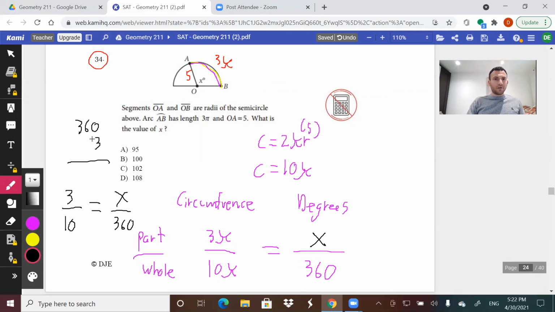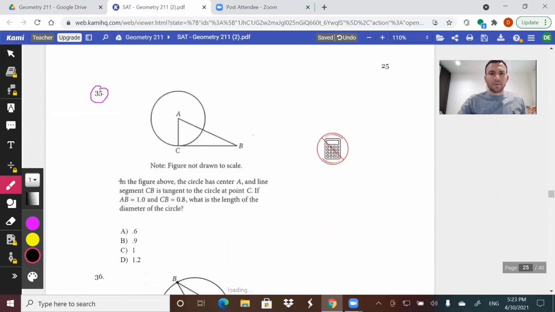3 times 0, 0. 3 times 6 is 18. Put the 8 here. Put the 1 here. I had to put the 0 there. 3 times 3 is 9, plus 1, 10, so 1080. So essentially, what we have is 1080 is equal to 10x. Divide by 10, x is going to equal 108. Awesome. All right, 2 more circle problems to take a look at.